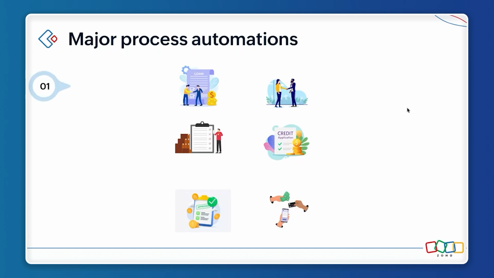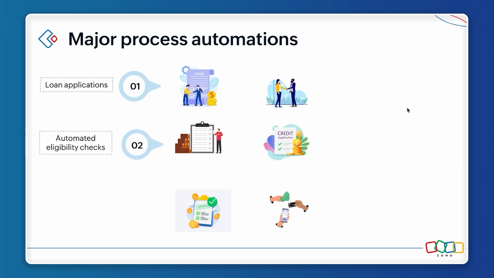The first process is going to be loan application. When I talk about loan and credit management, let's imagine that I'm managing a financial organization. As a financial organization, I'll be providing certain loan amounts and credit amounts to my clients. Every time I receive a loan application, it has to go through certain processes like eligibility checks, document verification, and agreement signing.